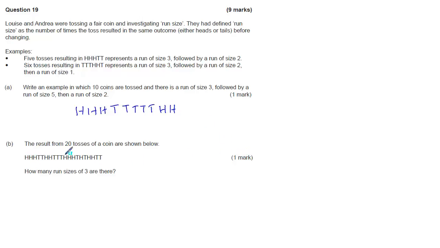The result from 20 tosses of a coin are shown below. How many run sizes of 3 are there? Well, it looks like we start off with a 3 here with these heads. Then we just have 2 tails. Then we have 2 heads, and then I've got 3 tails, so that's another run of 3. Then we've got 3 heads, so that's another one. Then we've got a single tail, a single head, a single tail, 2 heads and 2 tails. So it looks like there's 3.